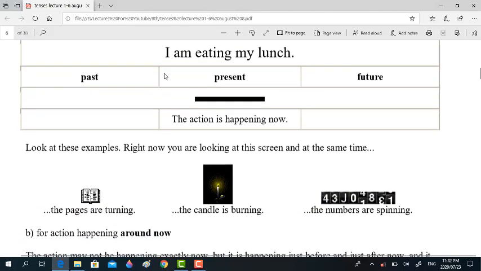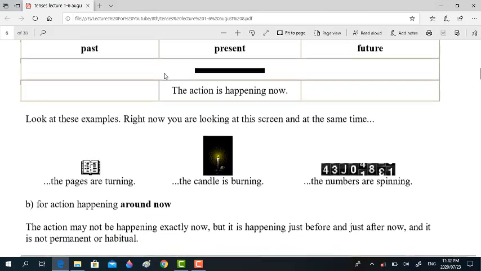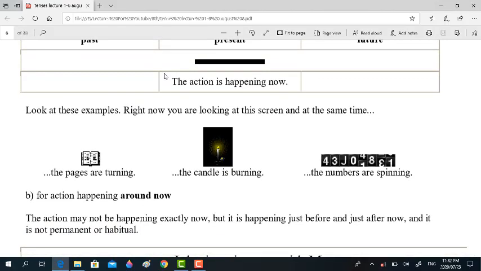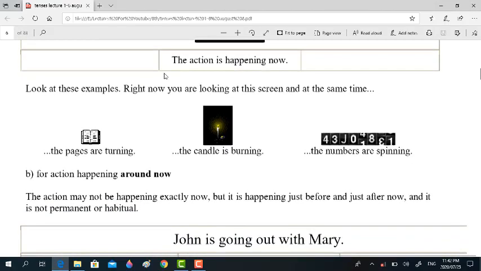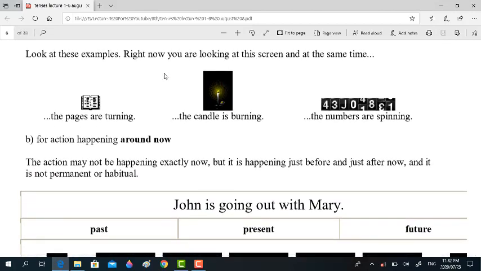Look at these examples. Right now you are looking at the screen, and at the same time the pages are turning, the candle is burning, the numbers are spinning. A speedometer of a car, where numbers are spinning, candles are burning, and pages are turning.